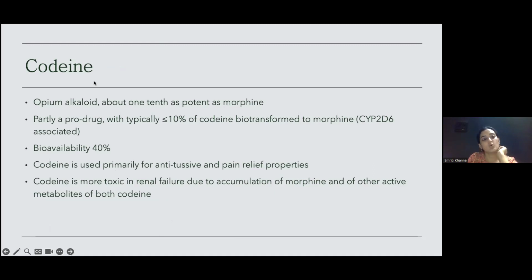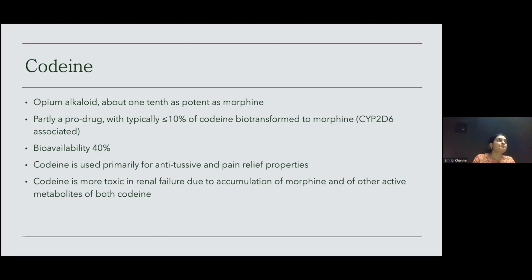Codeine is an opium alkaloid, which is about 1/10 as potent as morphine. It's partly a prodrug. Codeine gets biotransformed to morphine, and this is CYP2D6 associated. Bioavailability is around 40% because of the differing metabolisms associated with codeine. Codeine is primarily used for its antitussive properties.